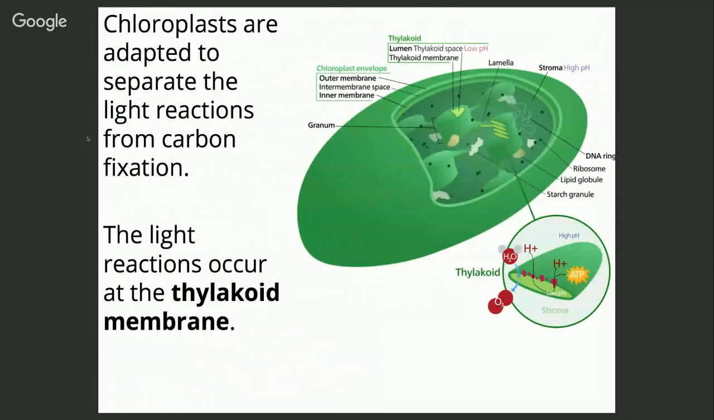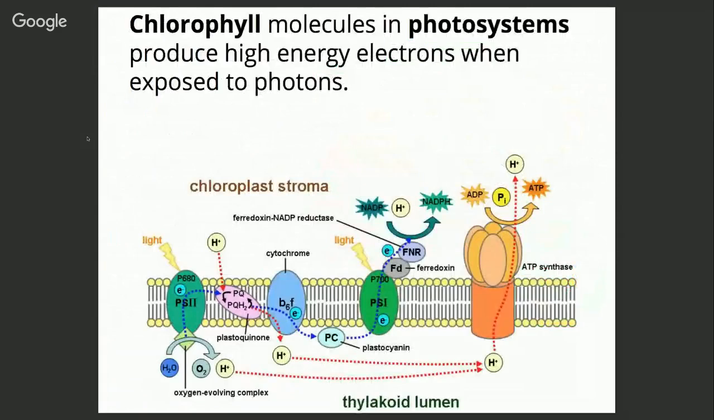So let's just talk a little bit about chloroplast anatomy so we can see how it works. If we look at a chloroplast, what we can see is we've got this double membrane structure, and inside of there we've even got another internal membrane, which is the thylakoid membrane, and that's where the light reactions are happening. So this is a blown up cartoon version of the thylakoid membrane, and what we can see here is that light is interacting with the chlorophyll in photosystems.